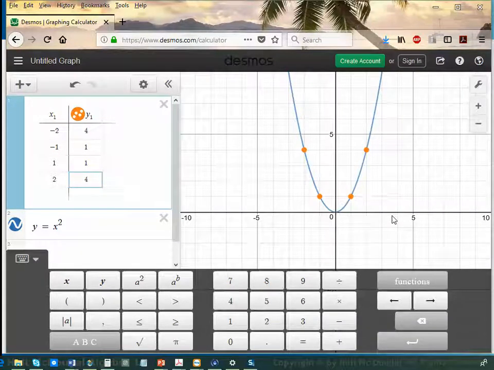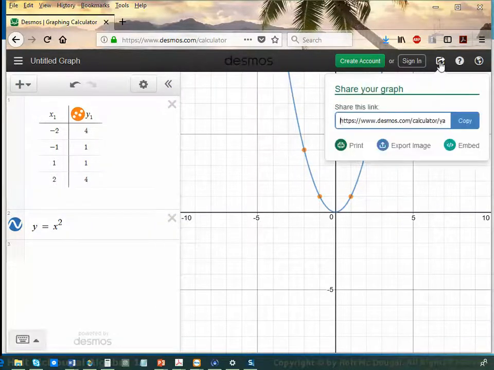This is what you need to share. You could take a screenshot of this and then paste that into the worksheet. Or if you go up here to this button, it means share graph. One way is to print it, which you could print to an image or a PDF. And there's other ways here too. The easiest way is just to copy this link.